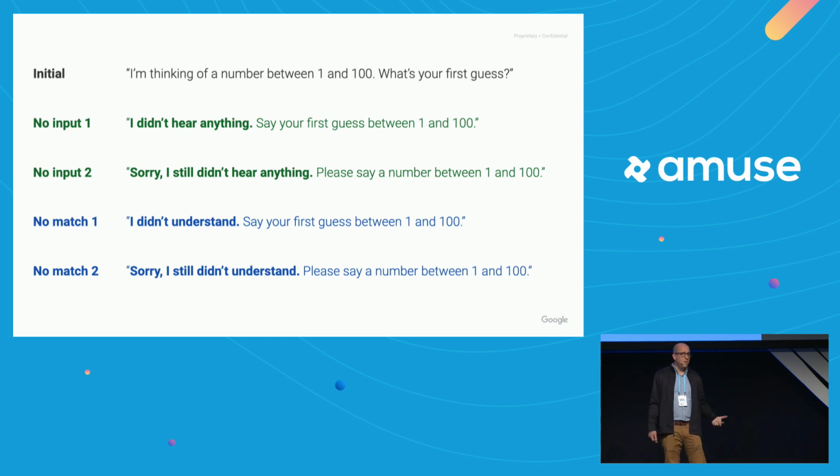Now, if the person says nothing, they will design what's called a no input prompt, which will say something like, I didn't hear anything, say your first guess between 1 and 100. Person says nothing again. It'll come back one more time and say, sorry, I still didn't hear anything. Please say a number between 1 and 100. And then, if the person mumbles, it might say something like, I didn't understand, and something similar to no input 1, and then it goes from there with a no match 2, and then finally, when everything bails out, there's a thing called max error, where it just says, sorry, I can't help you, and it shuts down.